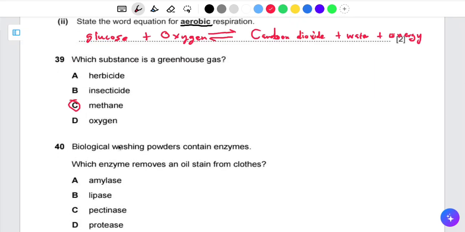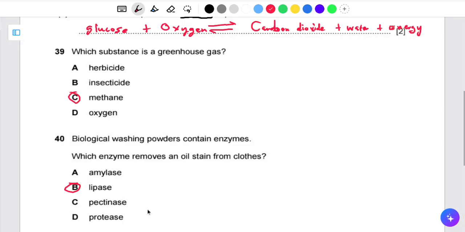Then biological washing powders contain enzymes. Which enzyme removes an oil stain from clothes? You're going to find that the enzyme is lipase. Amylase is not used. Amylase is the one which catalyzes carbohydrates. Lipase is the one which catalyzes lipids, and lipids, you know, are a combination of fats and oils.